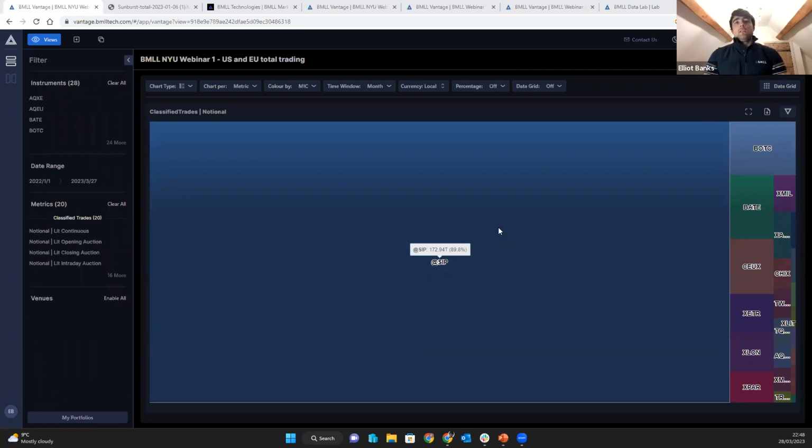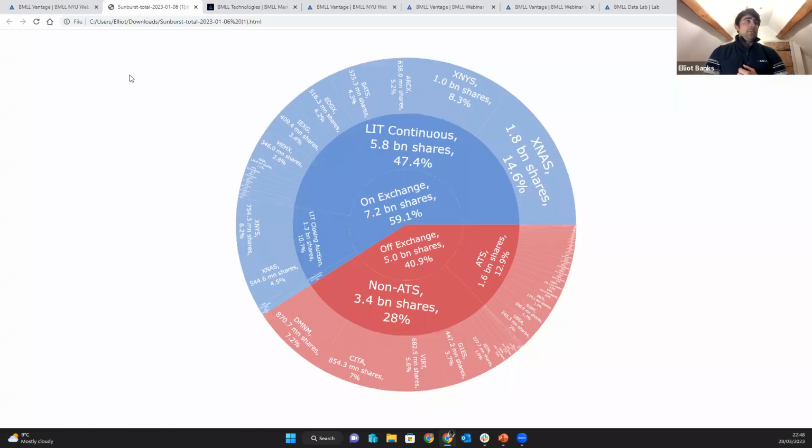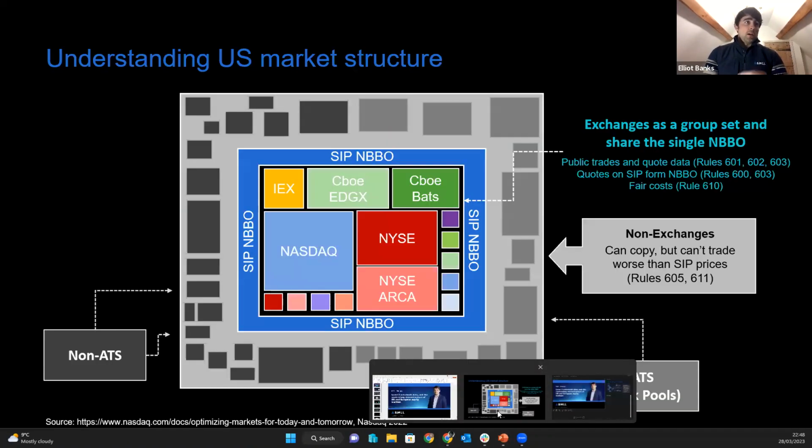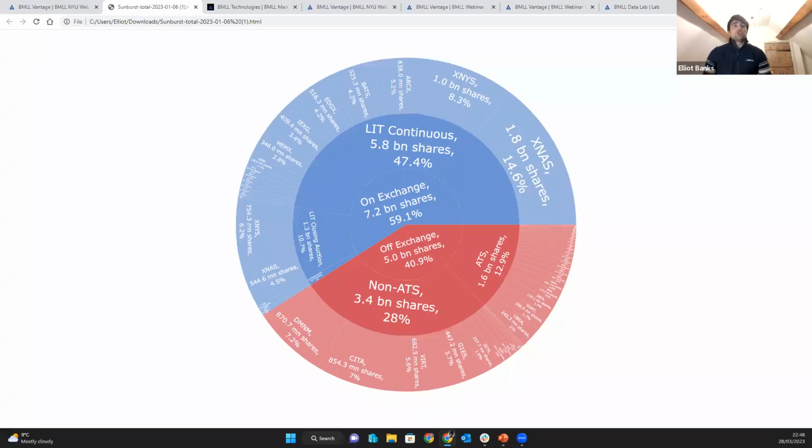Now let's dive into that scale a little bit and see how some of these things are working in Europe and the US. What I've got here is a very similar view to what we had on the slide a minute ago, where we've broken down the different venues. But actually this is showing you, in this case, for the top 500 names across the US, a granular breakdown of shares over the last few months. And you can see, first of all, we divide between what's on the exchanges and what's off the exchanges.